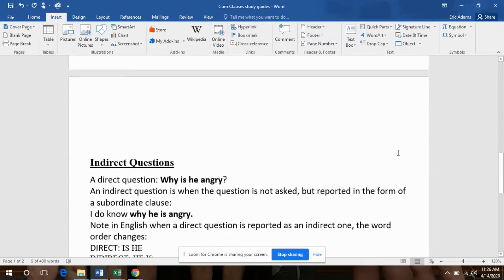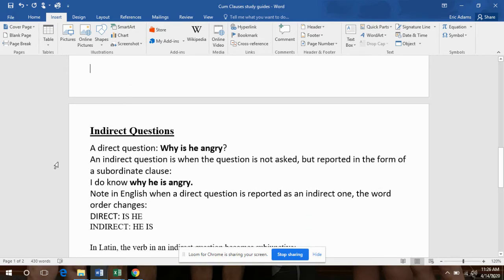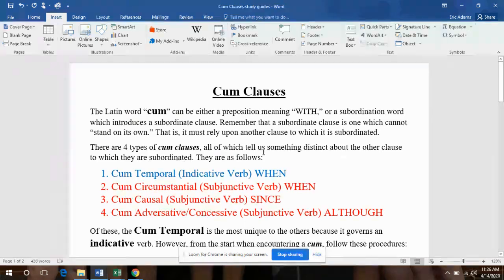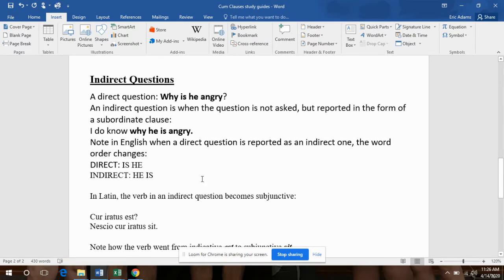Now, let's move on. There's one more type of clause that I like to teach alongside the cum clauses, and that would be indirect questions. Now, we've already studied one type of indirect speech, and that, of course, was indirect statement. However, now we have what are called indirect questions, and they, like indirect statement, are merely questions in these instances that are not asked directly, that someone is not asking directly, but rather that is being reported.